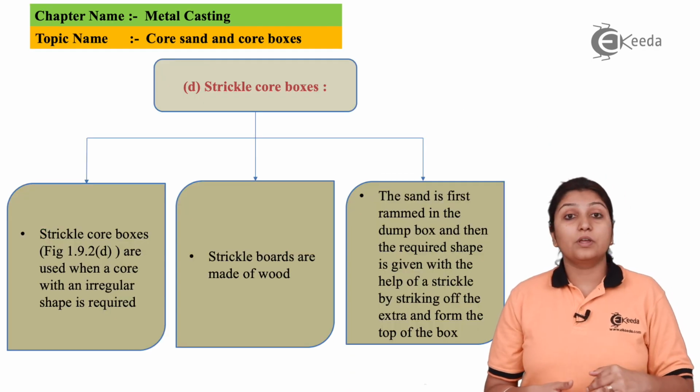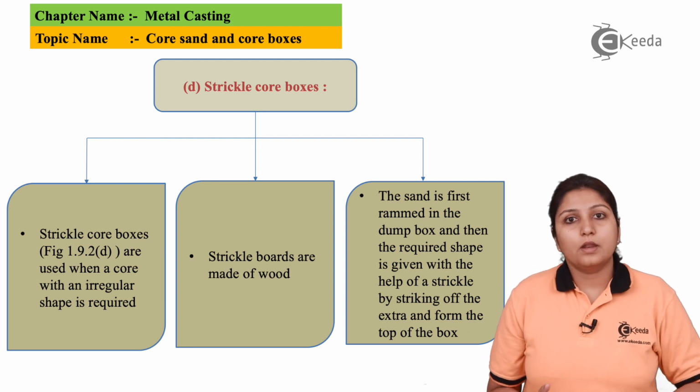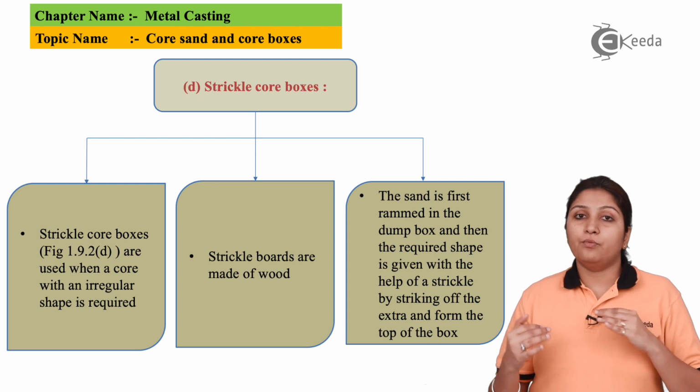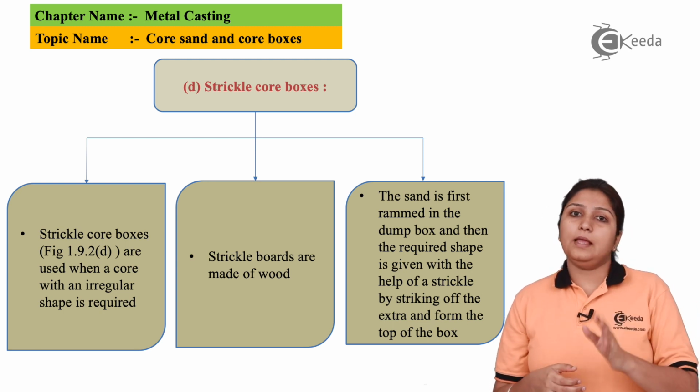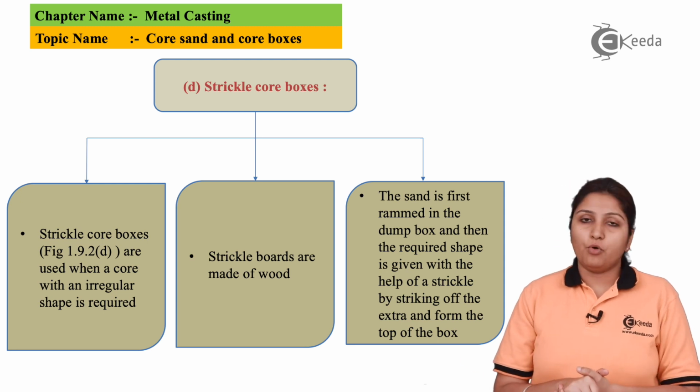Then we'll come to the stricle core box. A stricle core box is a kind of irregular core box where ramming is required on a large scale. These boxes are made of wood, and excess sand is rammed after putting the sand in, and it can be used as a core box.